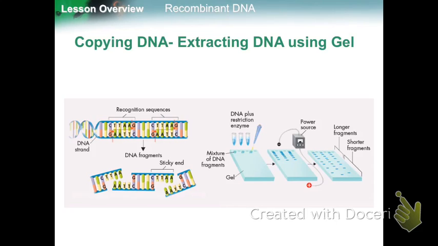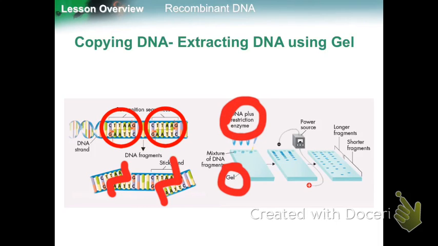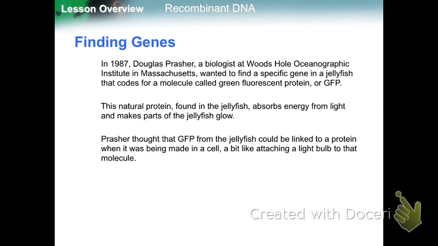Here's a diagram of what happens with this. You have the recognition sequences, and as we had discussed, each restriction enzyme has a different recognition sequence. In the recognition sequence, a cut is made, which generates sticky ends. The DNA is loaded onto a gel. An electric current is run through that gel. And then, just to refresh your memory, the longer fragments don't travel as far as the shorter fragments. That creates a DNA fingerprint.